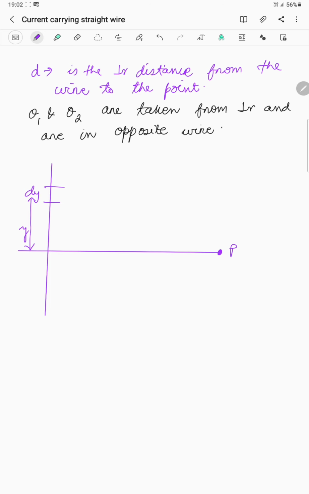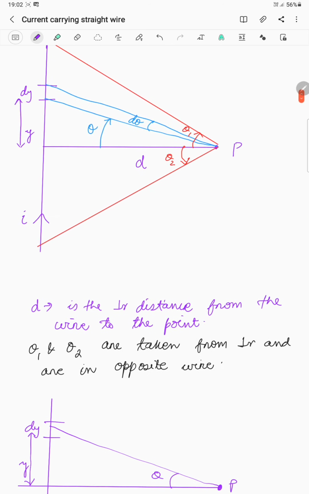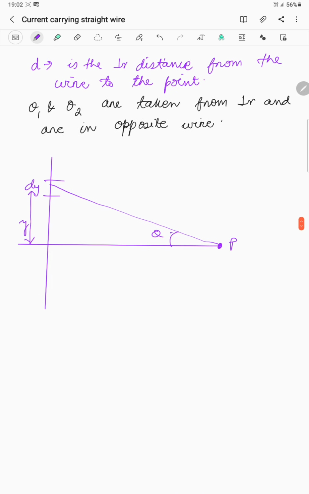Now I'll drop a line here so that the angle here will be theta, exactly the same theta I explained earlier. If this is theta and this is 90 degrees, then it is obvious this angle will be 90 minus theta, and this distance is d. The exterior angle will be 90 plus theta. Now this distance from dy to the point P, I take as r. My job is to find r in terms of d and theta.